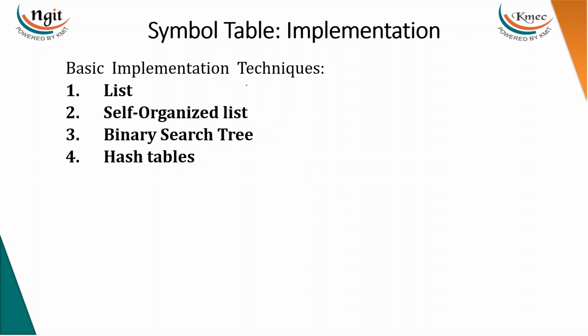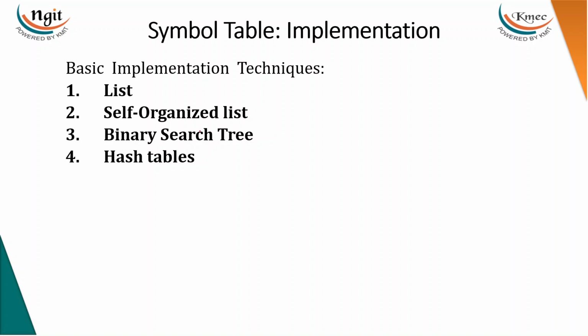The basic implementation techniques are, first, list. We can simply allocate the memory as a list, like an array, an ordered list or an unordered list, in contiguous or non-contiguous memory locations, that's your wish, but the elements are going to be stored in sequential order. The next one is the self-organized list. In a list the fields don't have any relation, but in a self-organized list we should mention the relationship between the records, or entries.